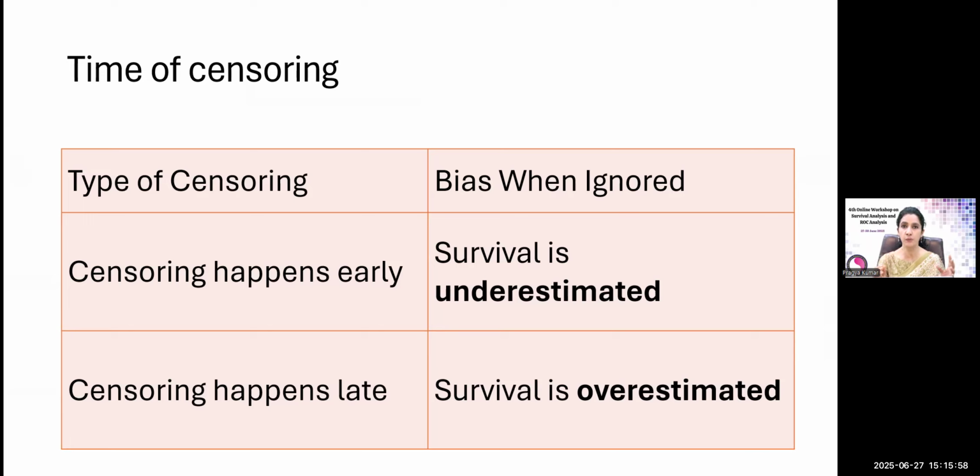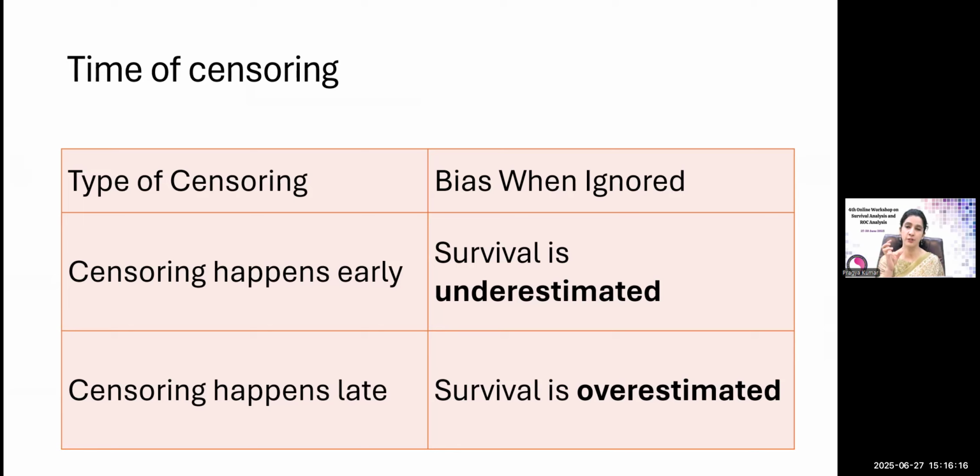If in one group censoring is early and in the other group censoring is late, that should not be there. In that case, you have to interpret the survival curve with caution. Otherwise, we say that the censoring is random in both groups.